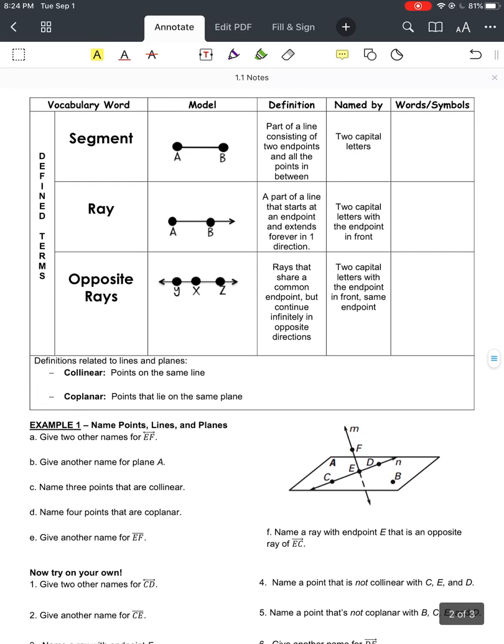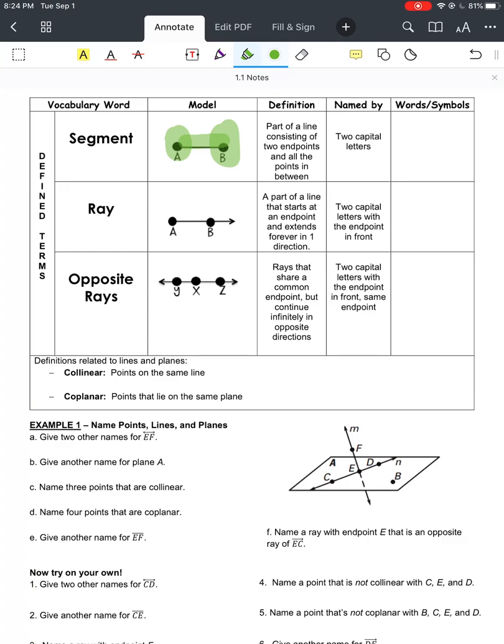Moving on, we have a segment. So a segment is a line segment. You might notice it differs slightly from a line in that it has these 2 endpoints. So a segment has a distance. It has 2 endpoints and the space between. You could get a ruler out and measure a line segment.